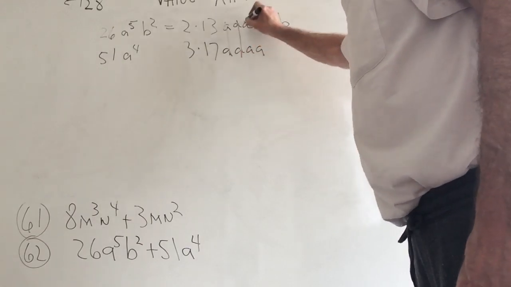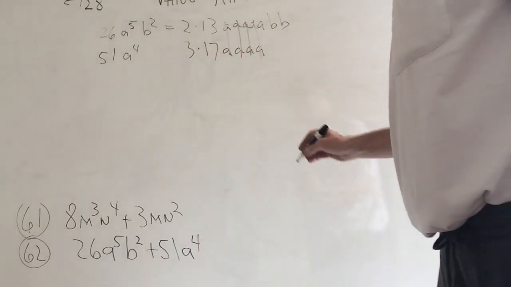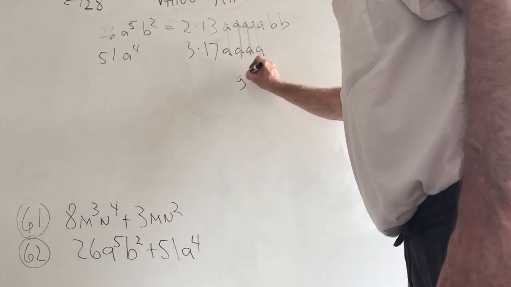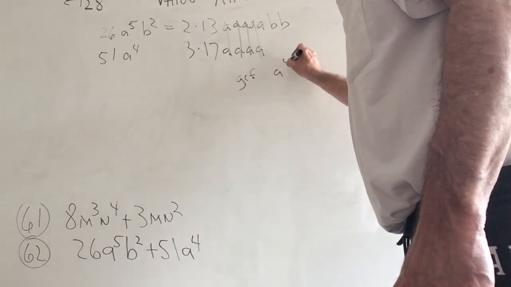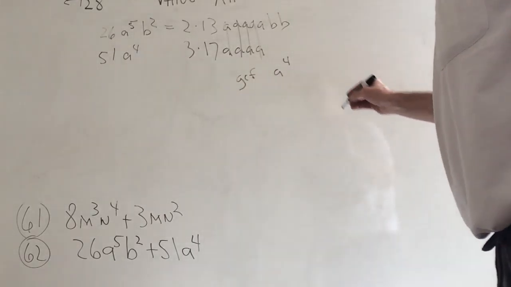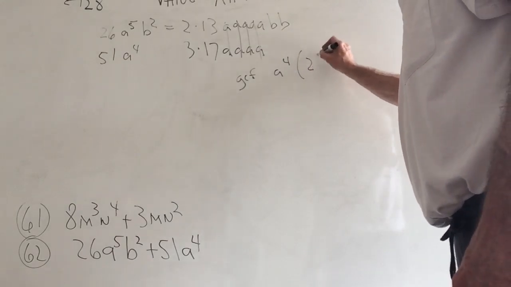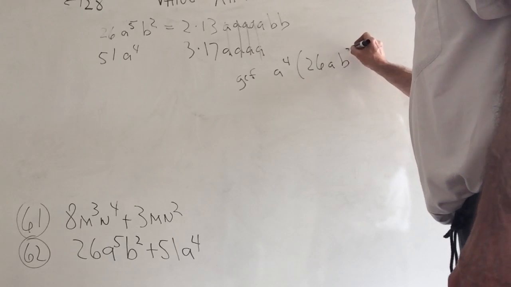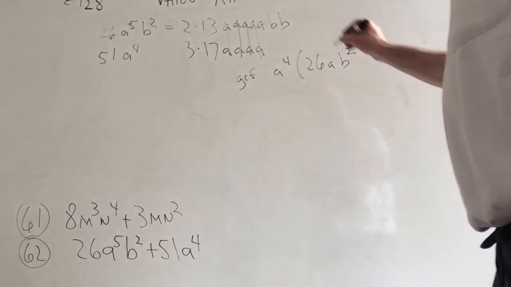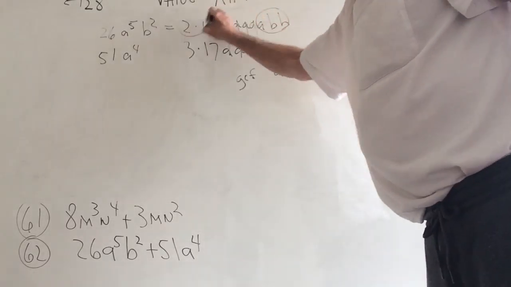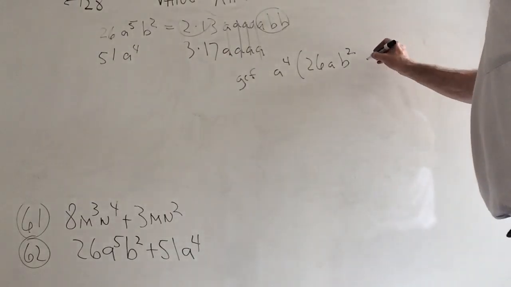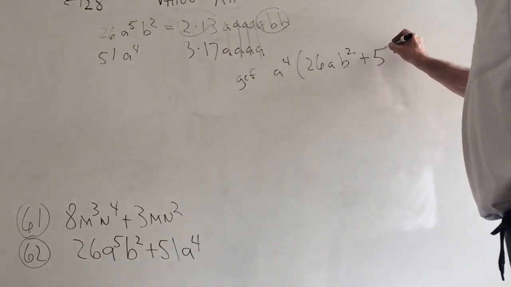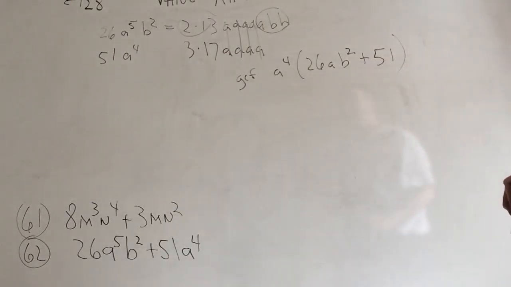So A matches 4 times. Again, you could have done that in your head. So the GCF is A to the 4th. Nothing else matches. So now I go 26 A B squared. That's what I couldn't match. I'm circling it again. And over here, plus 51, but everybody was matched there. So there's your proper factorization.